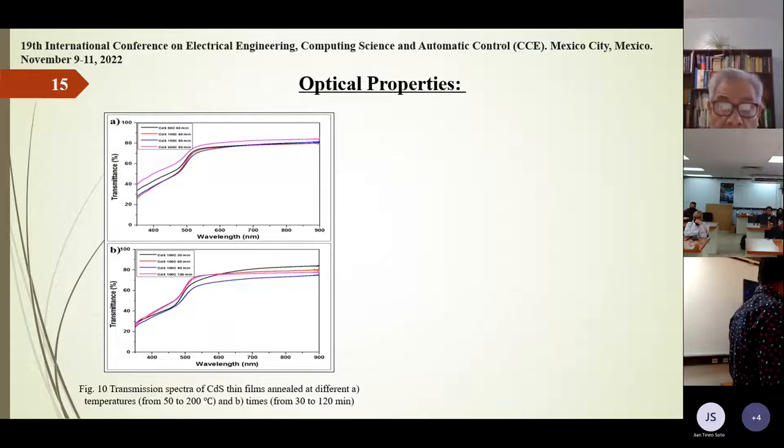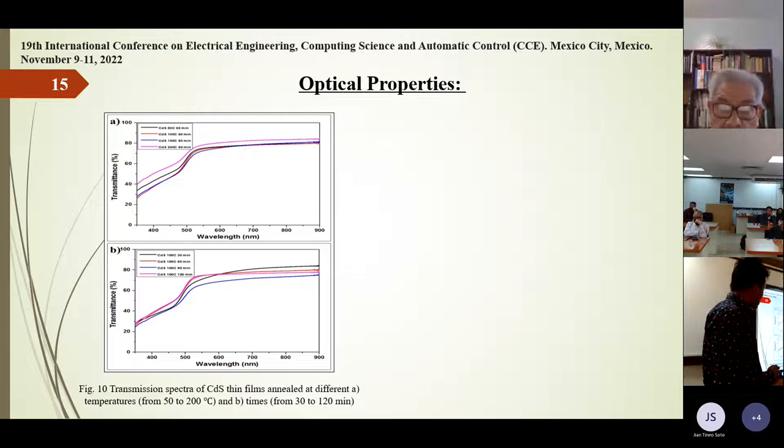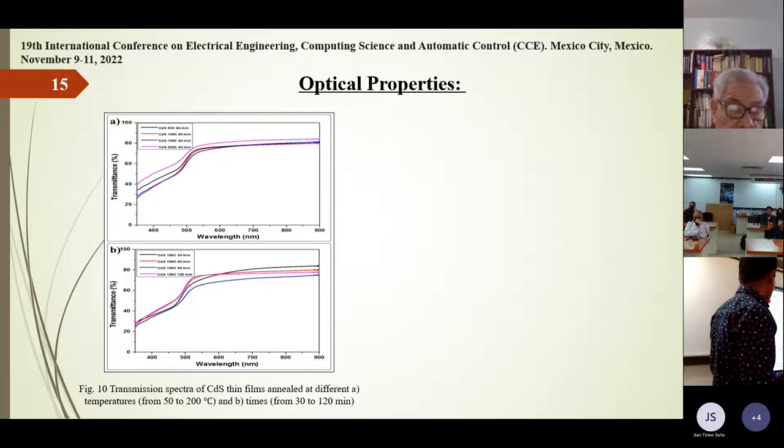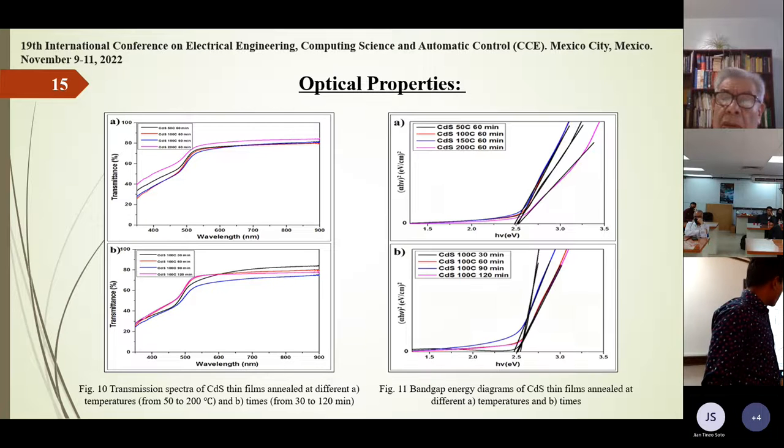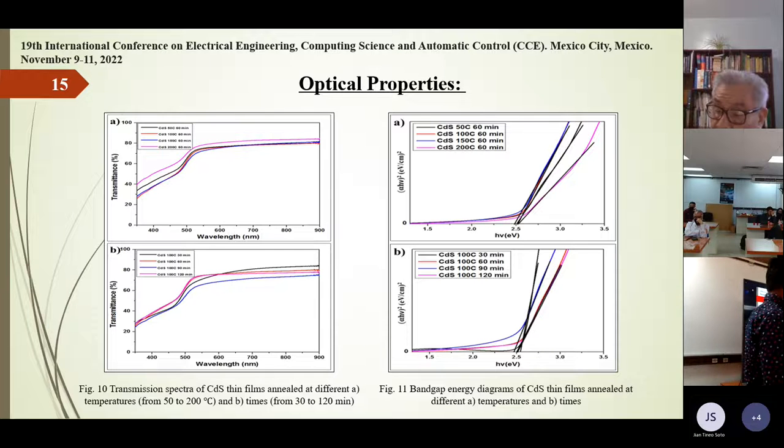We have also checked the optical property. This is the transmittance of the samples at different times. We have observed that the samples transmit 70% of the light in the visible range, which is useful for application as a window layer in CIGS or cadmium telluride thin film solar cells.